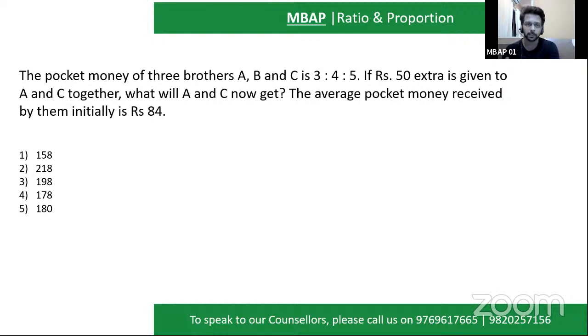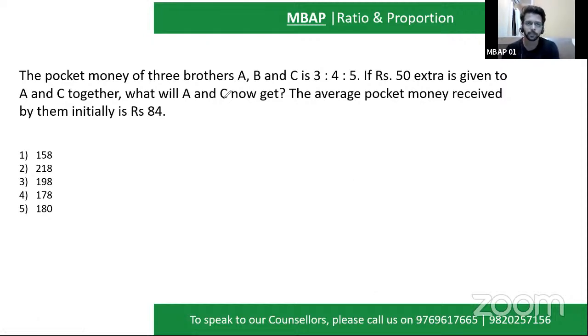The pocket money of three brothers, A, B, and C, are in the ratio of 3:4:5. If rupees 50 is given extra to A and C combined together, how much will A and C get now? The average pocket money received by them initially was 84.